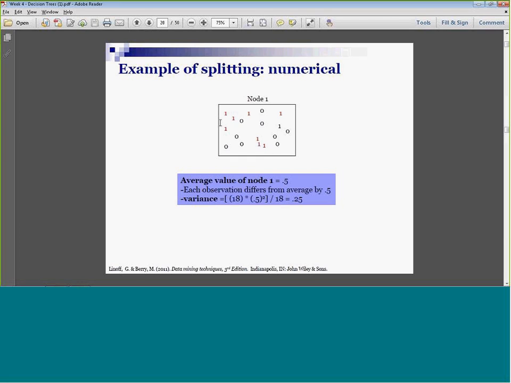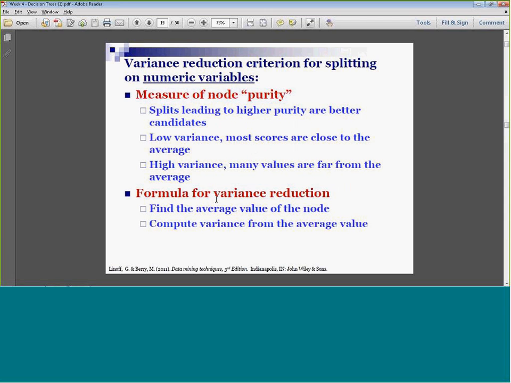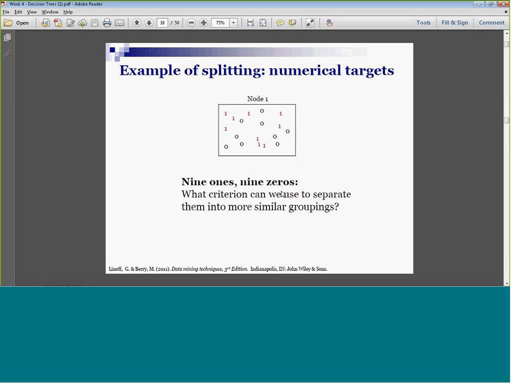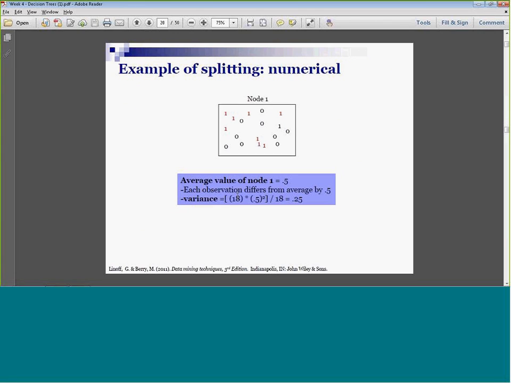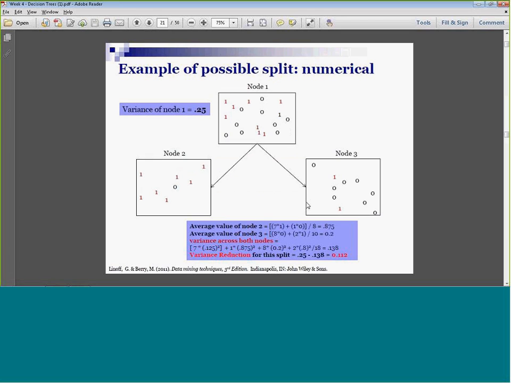With 9 ones and 9 zeros, the average, I think you'll agree, is 0.5. Okay? And each observation differs from the average. Remember, that's part of it. Find the average value of the node and compute the variance from the average value. So the average value is 0.5, and the difference for each of these things is 0.5. We want the average. And so the variance is 18, the number of items in there, times the average variance squared divided by the number, or 0.25. That's the variance. We like to reduce that.